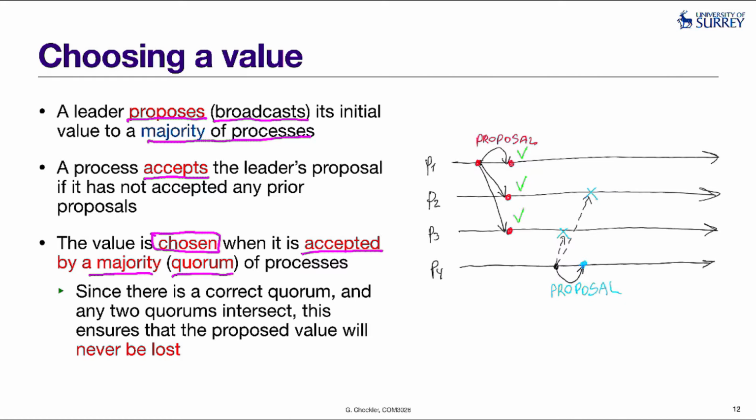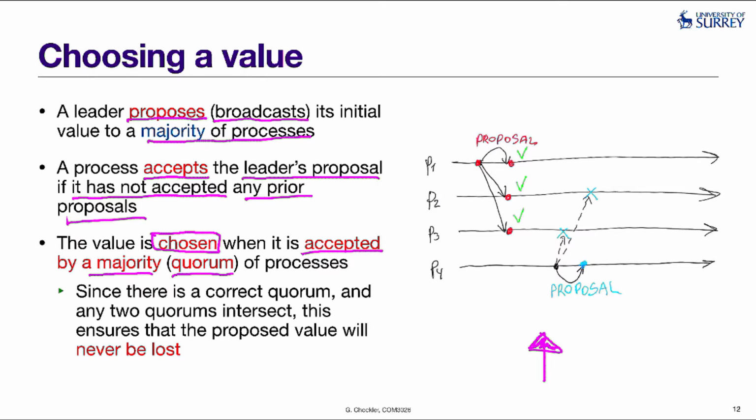So here is a simple algorithm for accepting the values. So that's accepting and choosing the values. It is shown here on this diagram on the right hand side. And so basically it says that the process accepts the leader's proposal provided it has not accepted any prior proposals. Okay. And that actually works in simple scenarios like the one shown here.